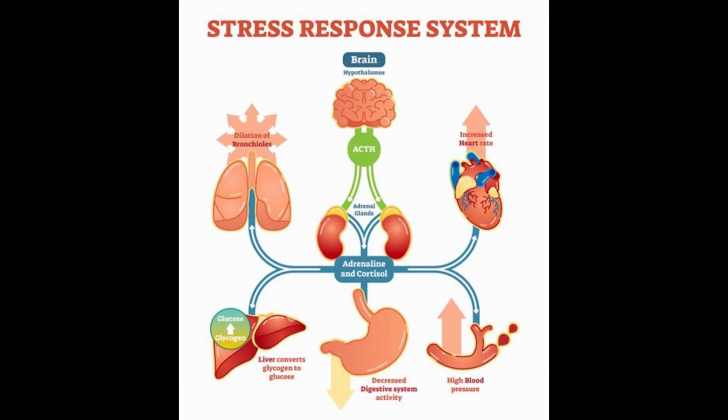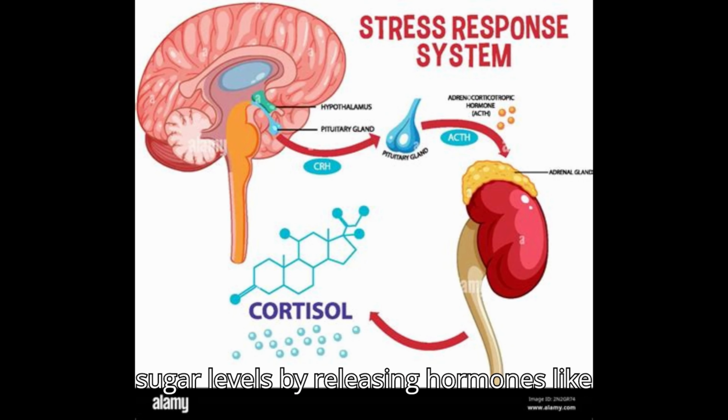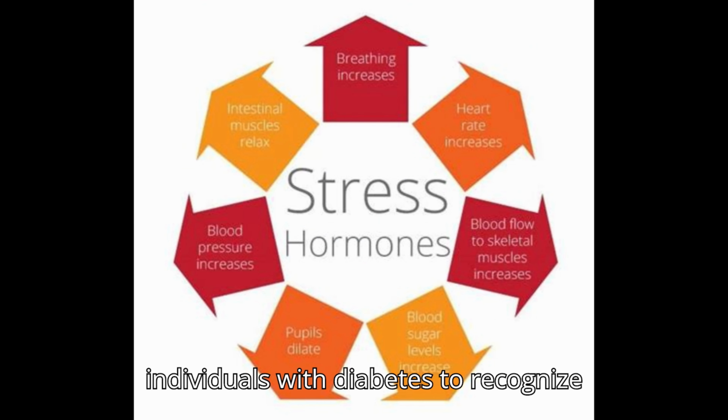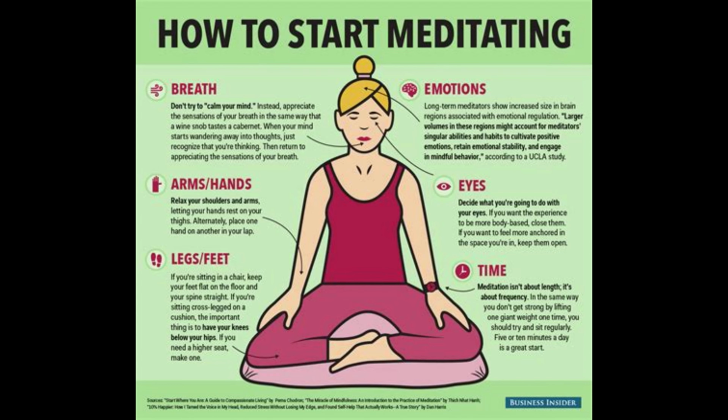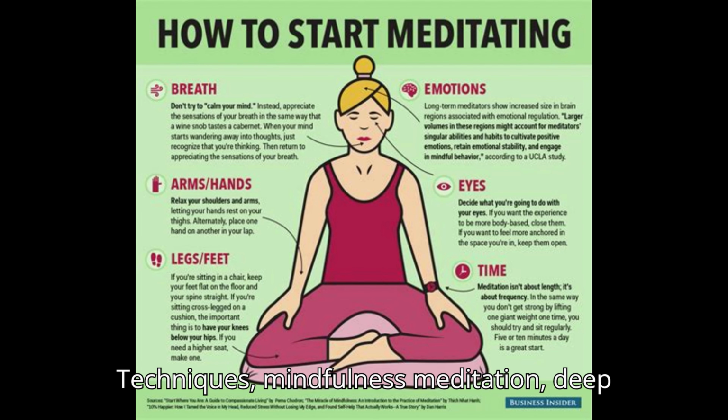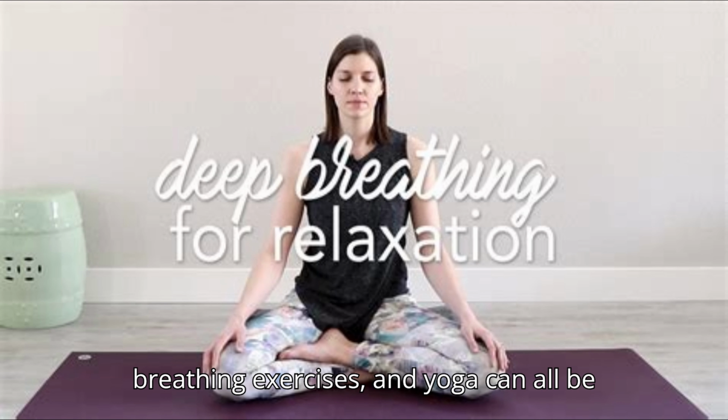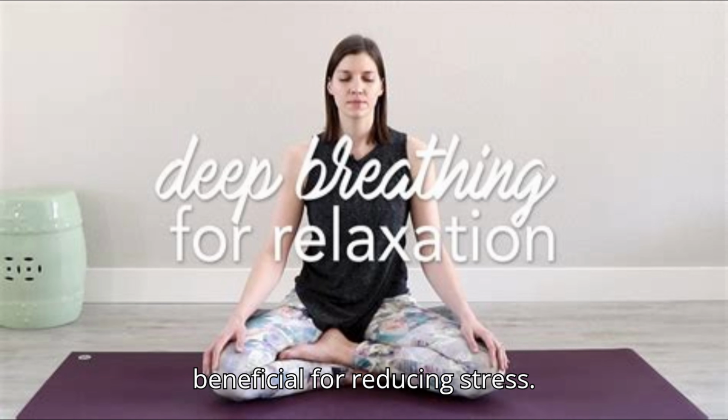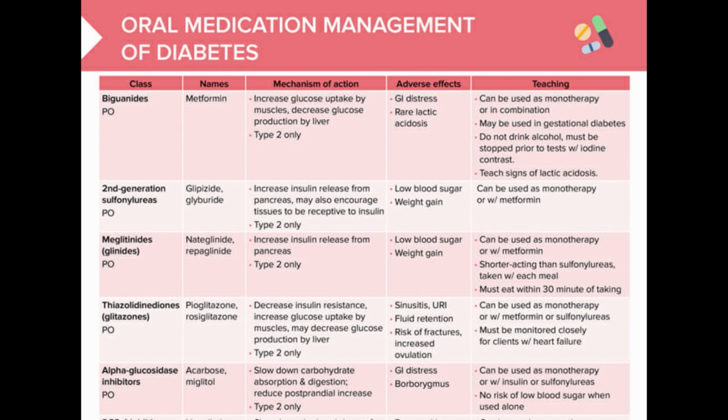Managing stress. Stress response: stress can elevate blood sugar levels by releasing hormones like cortisol. It's important for individuals with diabetes to recognize and manage stress effectively. Techniques: mindfulness meditation, deep breathing exercises, and yoga can all be beneficial for reducing stress.